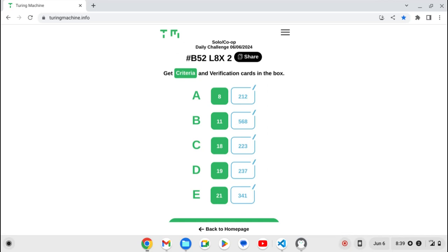Let's begin. Today is June 6, 2024, and we're doing the Daily Turing Machine Puzzle. Today's puzzle uses the following 5 criteria cards: 8, 11, 18, 19, and 21, and uses the blue verification cards. The code above is your way to be able to go to turingmachine.info and search for today's puzzle using that code. Let's go solve.